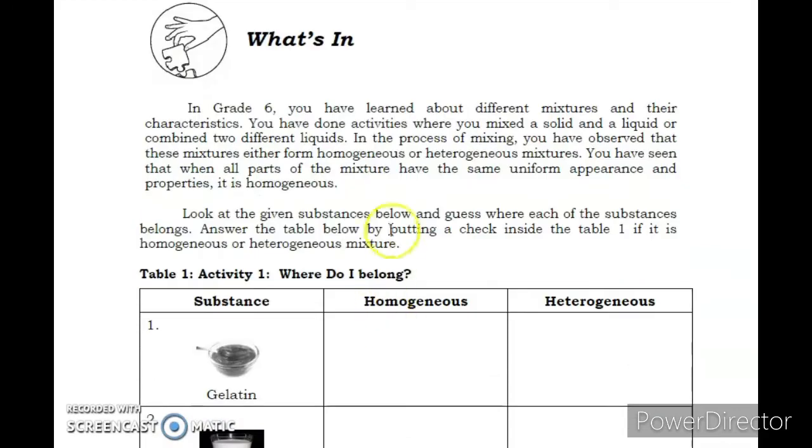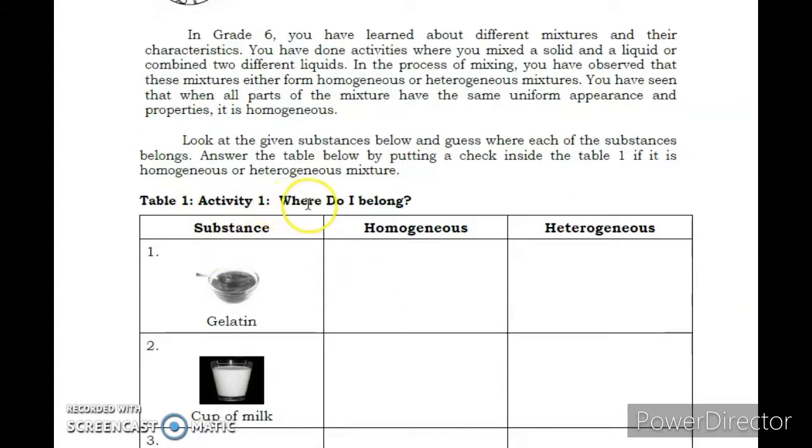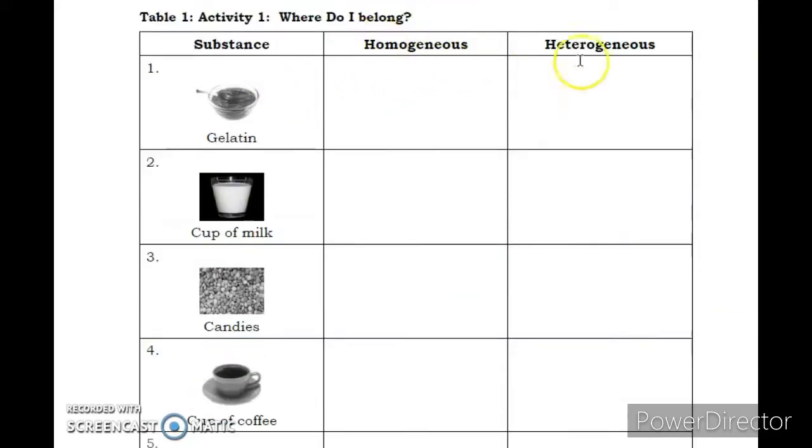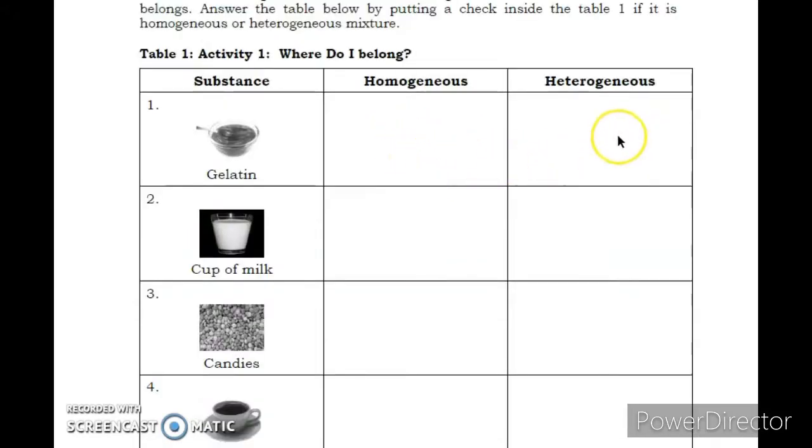So for the first activity, look at the given substances below and guess where each of the substances belongs. Answer the table below by putting a check inside Table 1 if it is a homogeneous or heterogeneous mixture. So Table 1, Activity 1, the title is "Where Do I Belong?" We have here 5 substances given. We're going to identify whether the given substance is homogeneous or heterogeneous. We will just put a check inside the table.